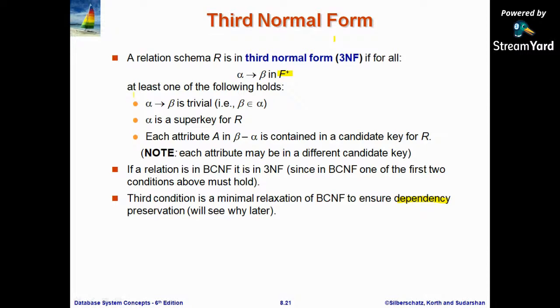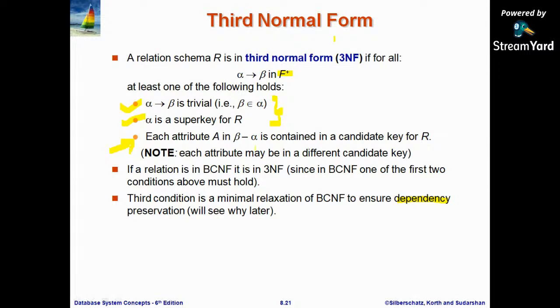So the third normal form says that alpha tends to beta is the first condition to check: alpha tends to beta should be a trivial functional dependency, means it is an obvious functional dependency, which says that beta is a subset of alpha. Or the second condition is alpha is a super key of R. These two conditions were applicable to the BCNF as well. Both of the conditions are same. In third normal form, an additional condition is added, which is this one.